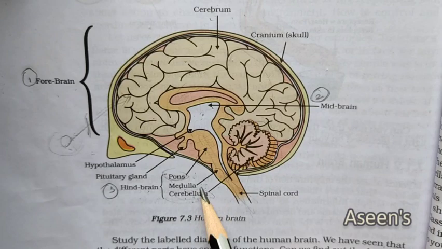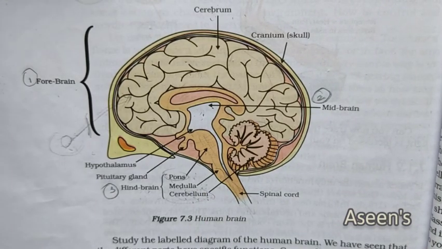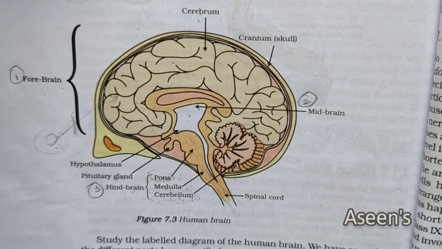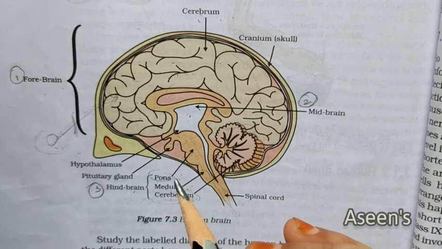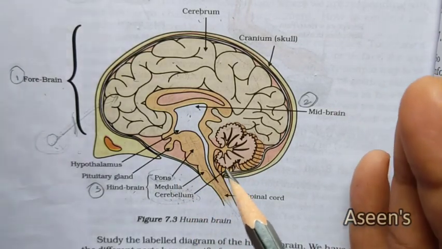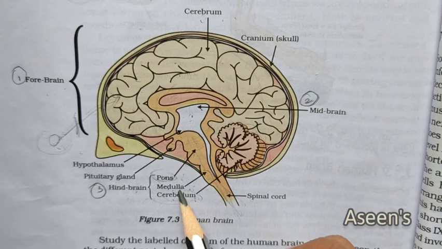Next comes your medulla. Medulla is again responsible for involuntary actions. Here the involuntary actions involve blood pressure. You don't decide your blood pressure. You're not the one controlling your blood pressure. It's a completely involuntary action, and it's controlled by your medulla. Other than that, salivation.